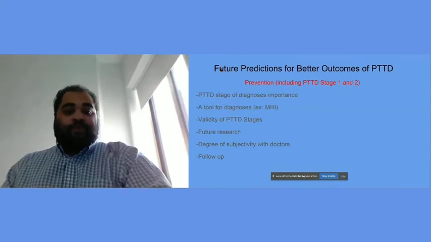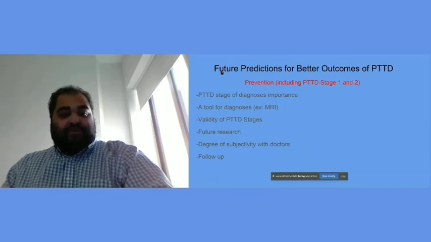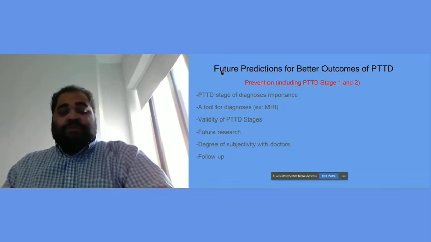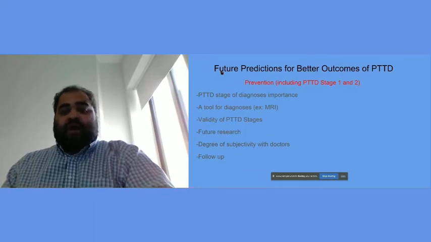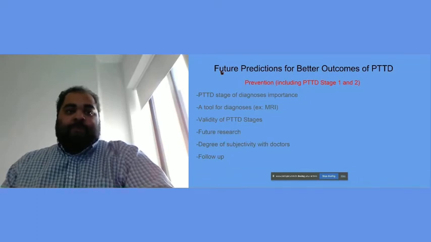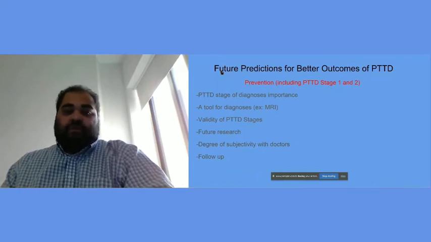In terms of future predictions for better outcomes of posterior tibial tendon dysfunction, everything listed on this slide can be correlated back to prevention. And when I say prevention, I'm also including stages 1 and 2. The reason is because both those stages don't require any surgical intervention. They just require having a walking boot and having physical therapy. And that's why it's so important to diagnose PTTD early on and also to treat it early on.